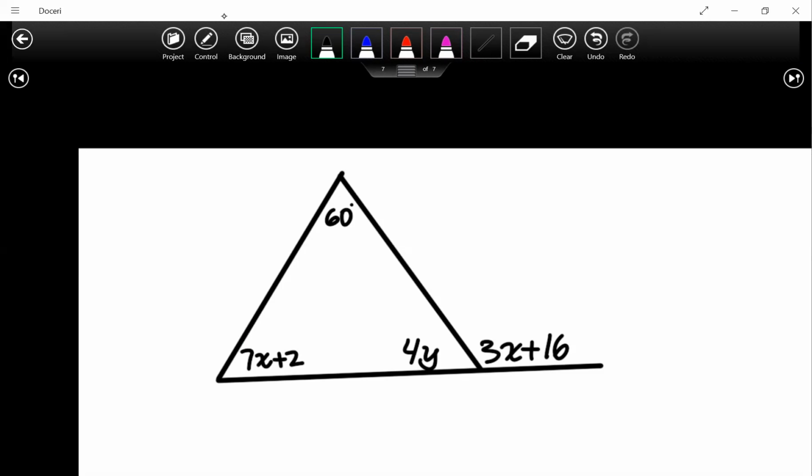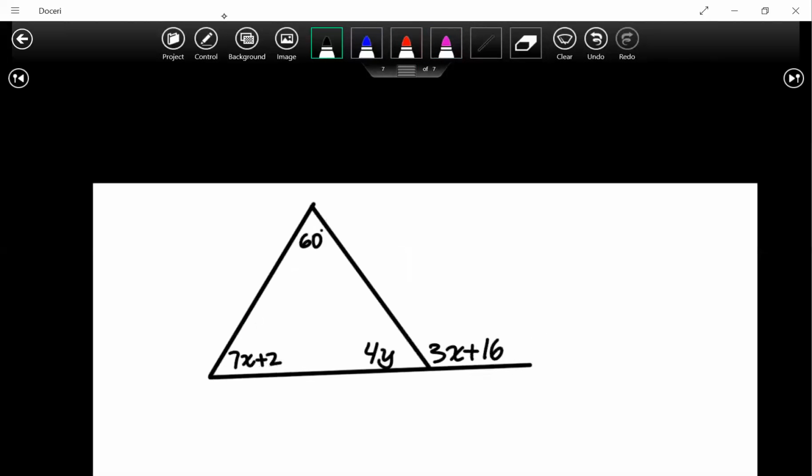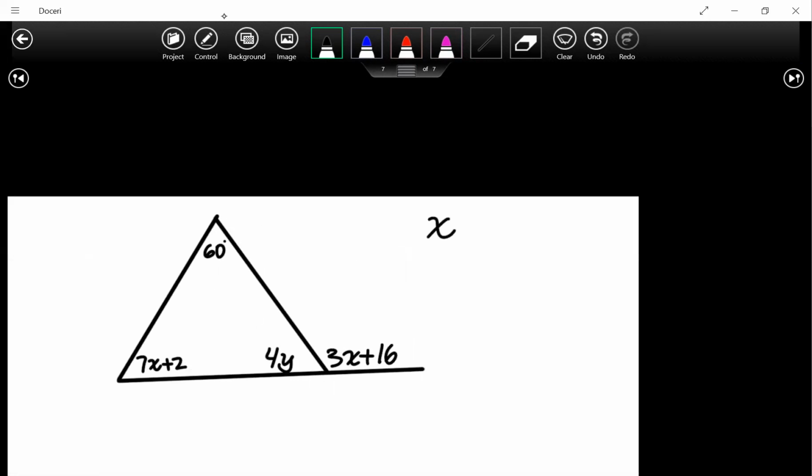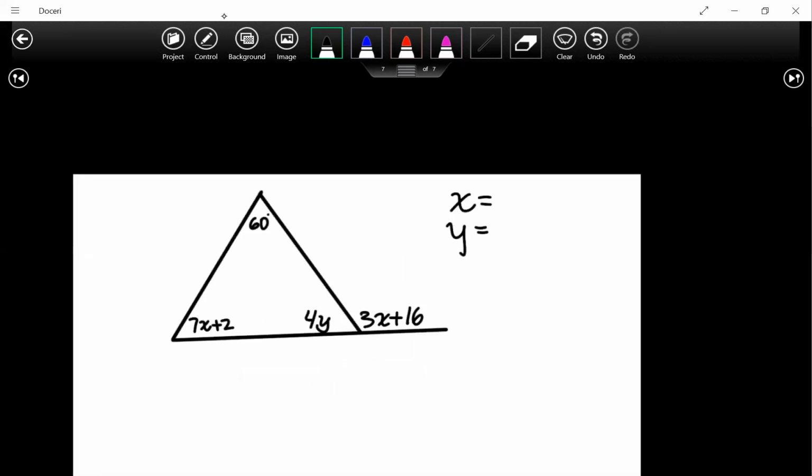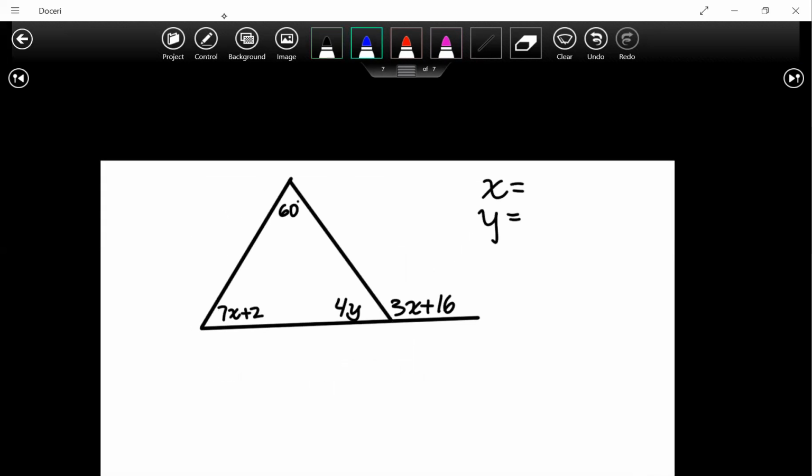Now, this kind of problem might seem a little bit daunting at first, because we have two variables. It's going to ask you for something like solve for x, find x, and then find y, which you're going to be able to do both. The easiest process is to know that the exterior angle theorem tells me that the sum of the interior angles will equal the exterior angle. So 7x plus 2 plus 60 is equal to 3x plus 16.